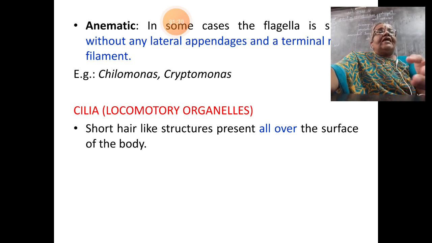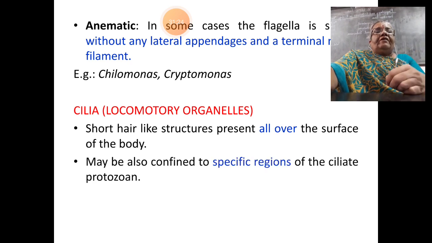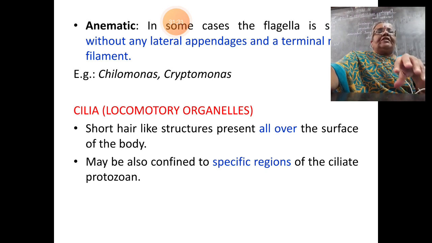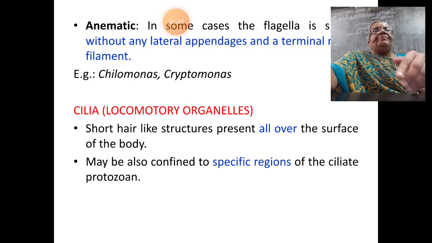You must have seen the diagram of a paramecium in my last class, right? Sometimes they may also be confined to a specific region of a particular ciliate protozoan. Say for example, in Vorticella, the cilia are confined to the vestibular region, that is the mouth region, whereas in paramecium, the cilia are distributed all over the surface of the body. So, they may be seen all over the surface or they may be confined to a specific region.